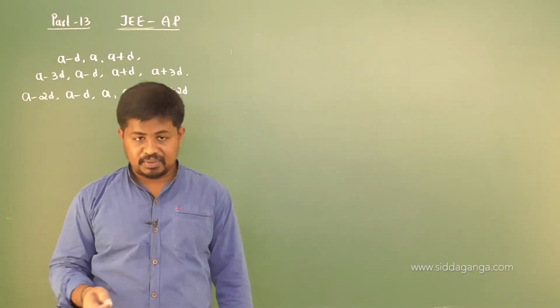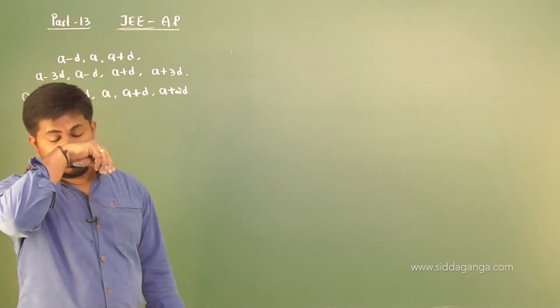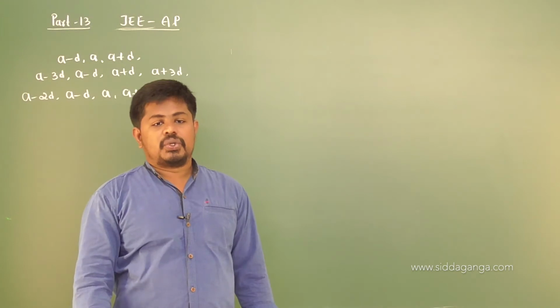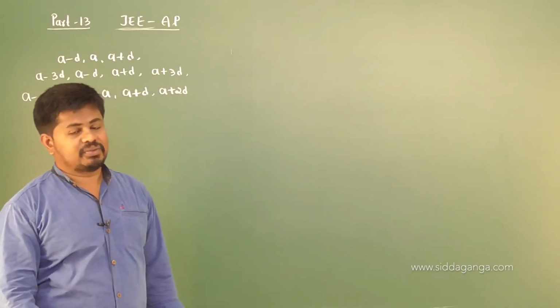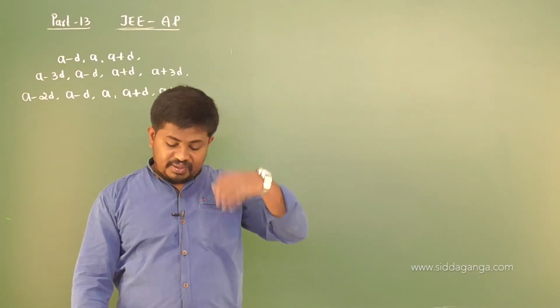Now let's move to the sum to infinite terms. Yes, we have discussed the sum to n terms of an AP, that is n by 2 into (2a plus (n minus 1)d). That gives the sum of n terms of a given arithmetic progression. Then what about the sum of infinite terms of an AP?